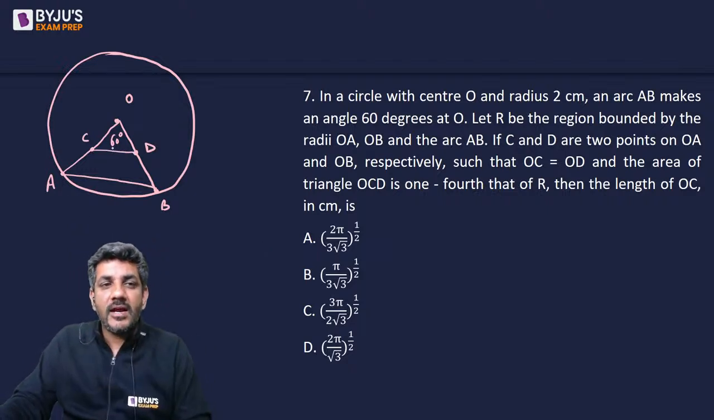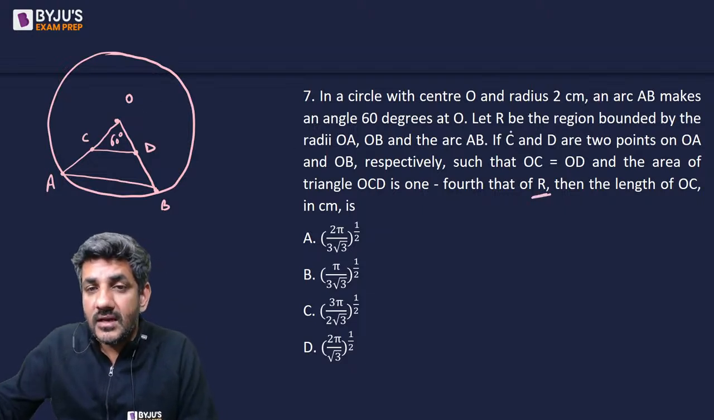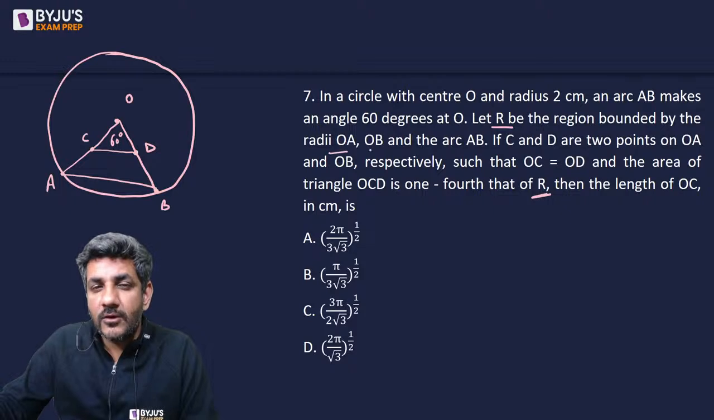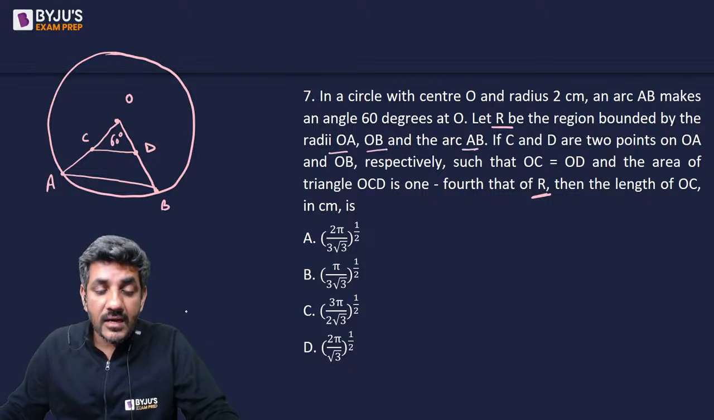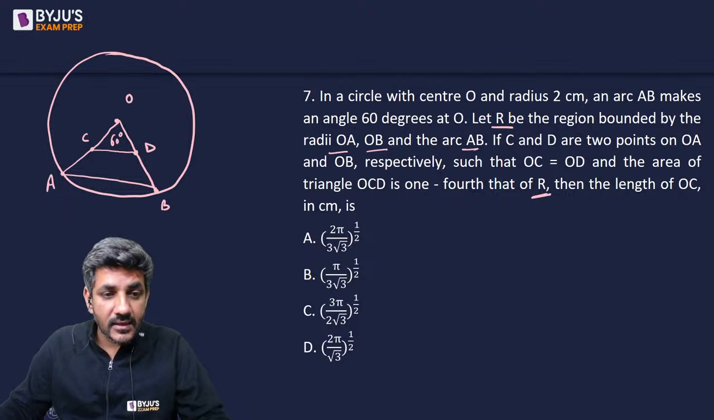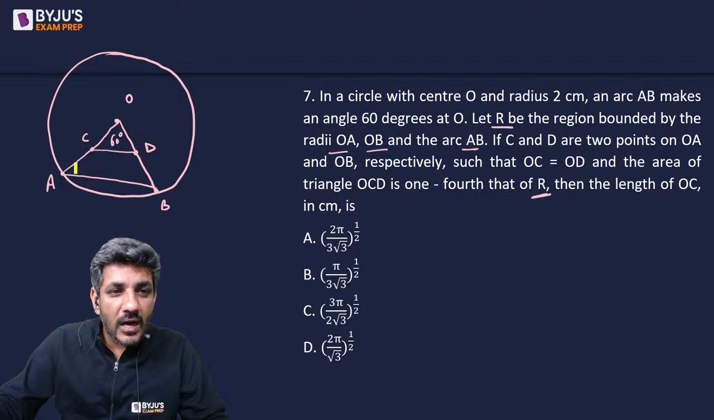And the area of triangle OCD is 1/4 of R. What is R? I missed it. R is the region bounded by radii OA, OB and arc AB. So what is R? Let's first talk about that. I think I can show you by highlighting an area, right? So R would be this complete area, if you all can see that, right?